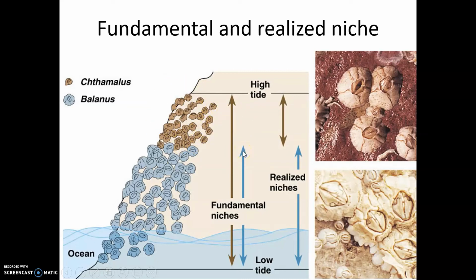But if the 2 species are then grown together, they would start to compete, and they would end up splitting the niche between them, so that the realized niche of the blue species would then be this region, and the realized niche of the brown species would then be this region up here.